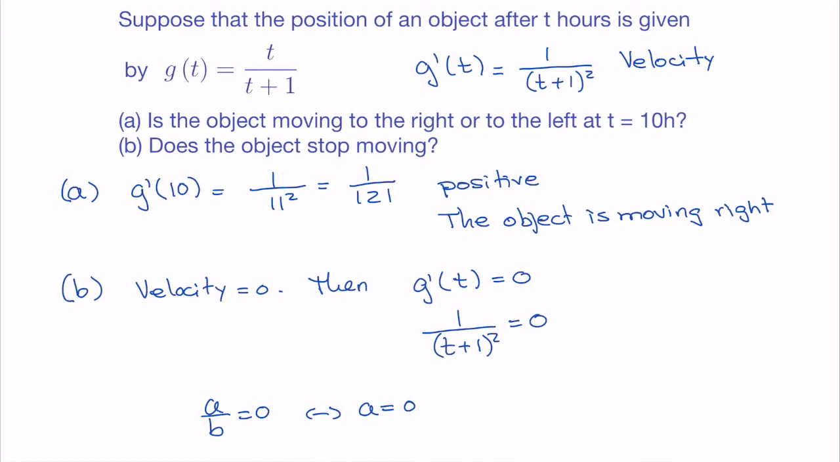So now you see how the graph matches the algebra? Algebraically, we can say that this equation doesn't have a solution. Hence, the object never stops.